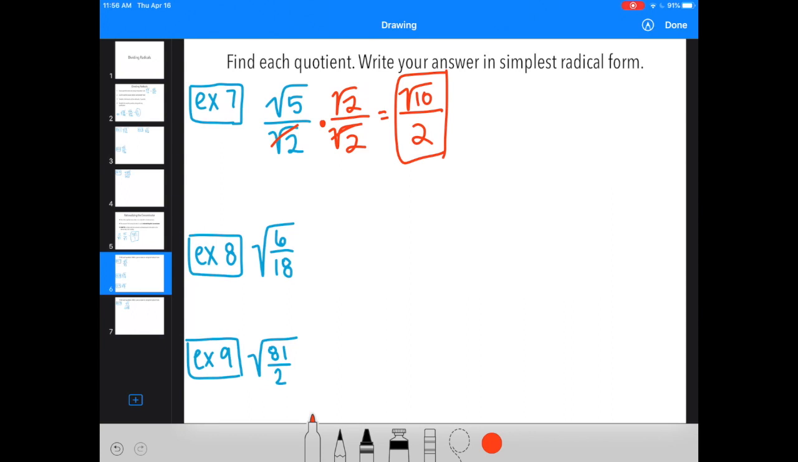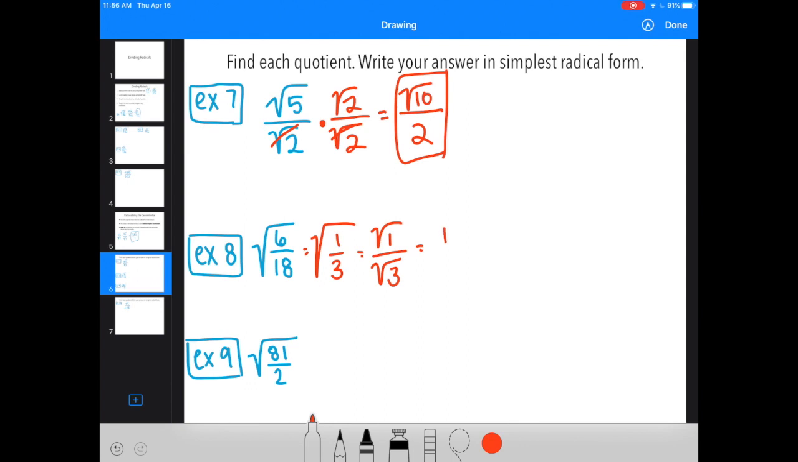All right, let's look at example number 8. I have the square root of 6 over 18. Can that fraction be simplified? Yes, it can. 18 divided by 6 is 3. So this would simplify, before we even look at rationalizing it, down to 1/3. My next job is to break up my radical. So I have square root 1 over square root 3.